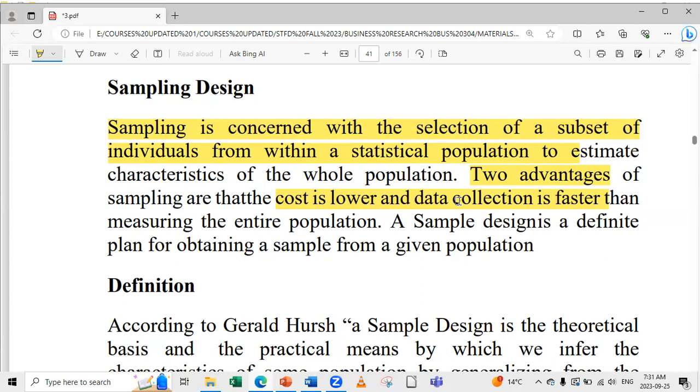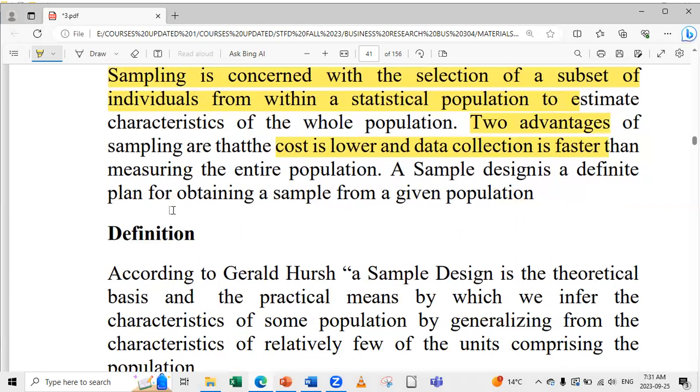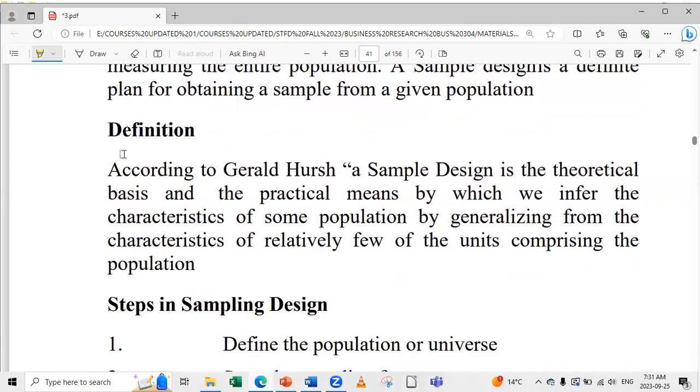And also one thing, there are mathematical approaches to calculate the sample. So it's not left loose, there are many ways to calculate the sample and the sample number. A sample design is a definite plan for obtaining a sample. Okay, let's go now to the definition.